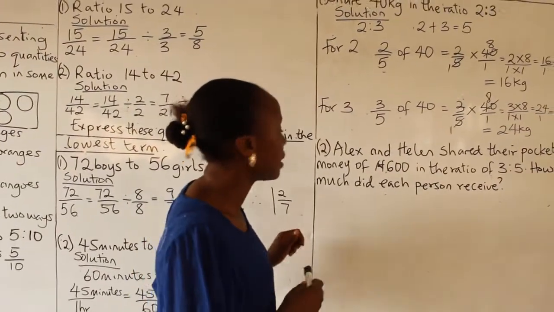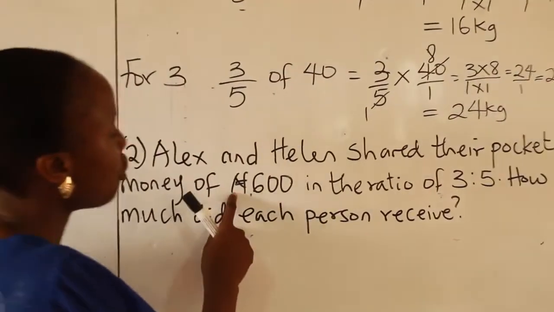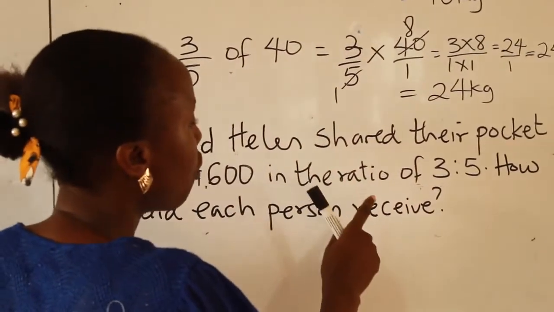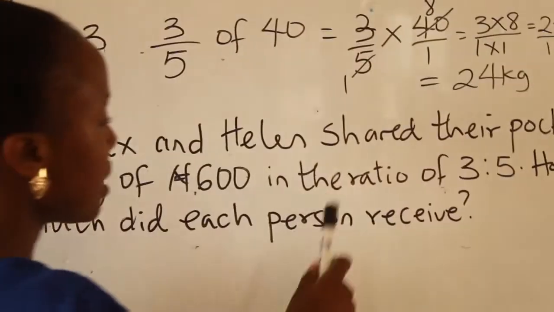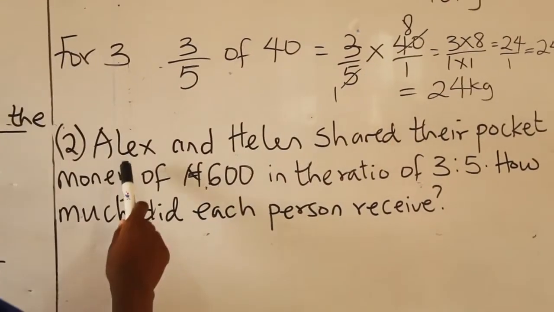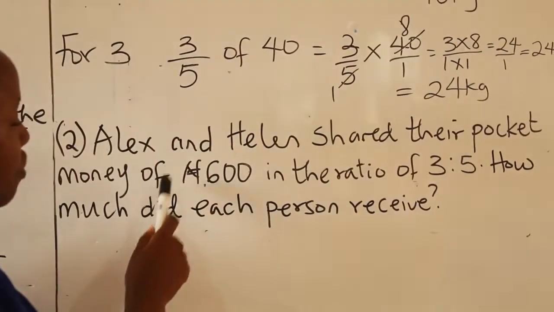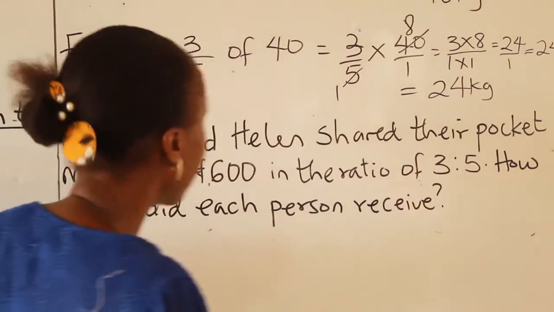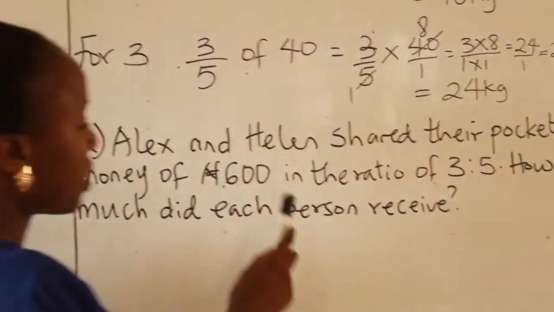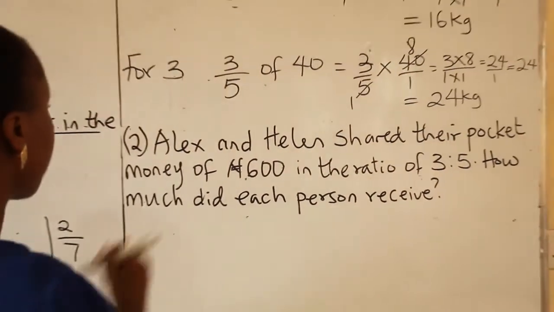Next question. Alex and Helen shared their pocket money of 600 naira in the ratio of 3:5. How much did each person receive or collect?